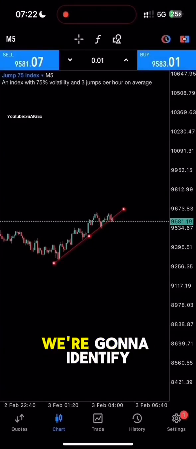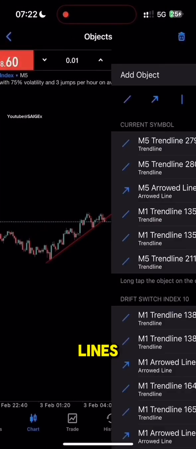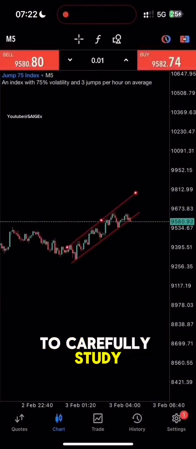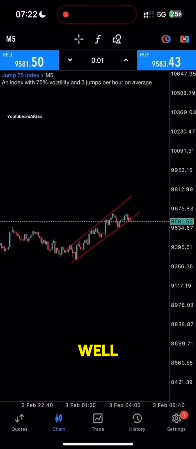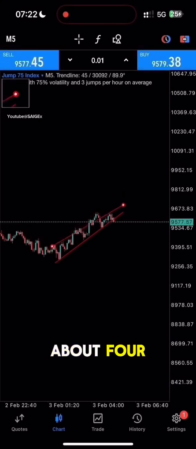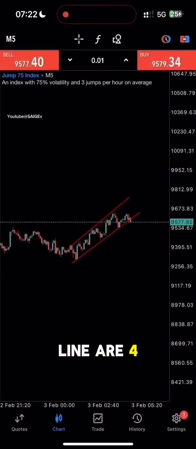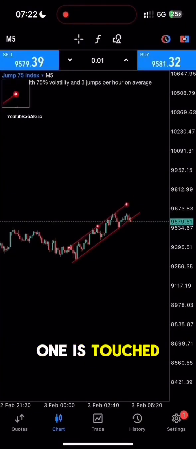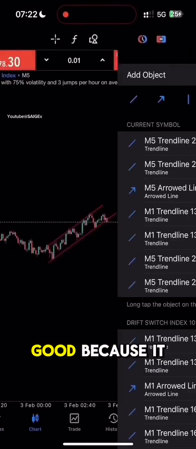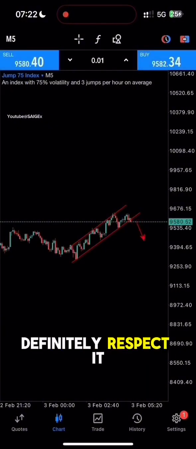So on the second entry, we're going to identify another region again, and throughout we're going to be using trend lines. So for your learning purposes, you might want to carefully study the patterns as well. If you check here, the candles have touched the bottom trend line 4 times, and the top one I think 3 to 4 times as well. So this is good because it increases the accuracy, and you definitely know that the market will respect it.